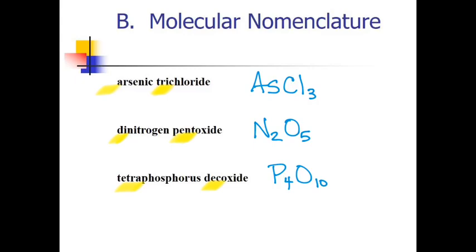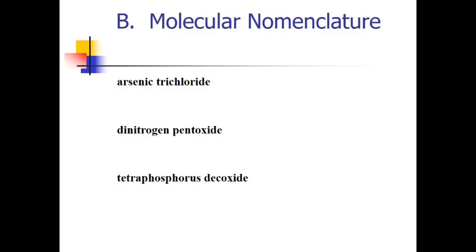Notice that going through molecular nomenclature is much simpler than ionic. We did absolutely nothing with charges. If you have your prefixes memorized, it's really easy to go back and forth with your prefixes.